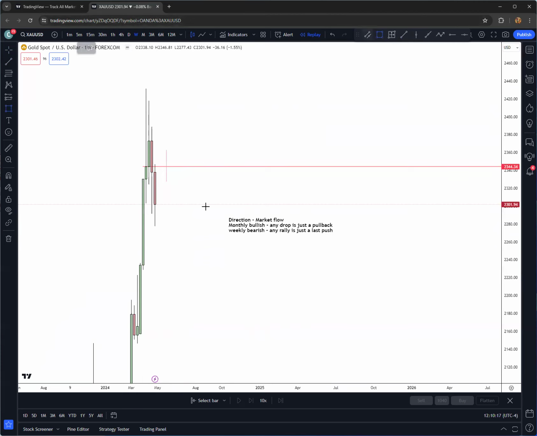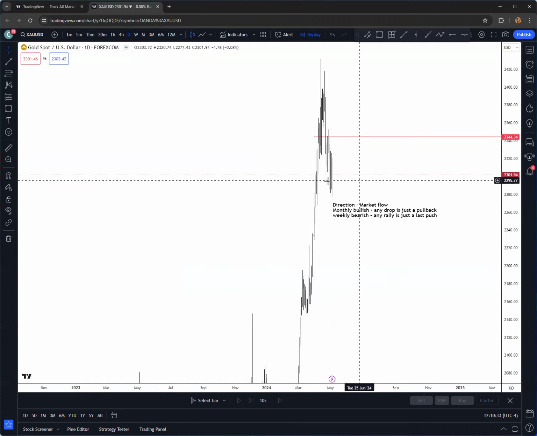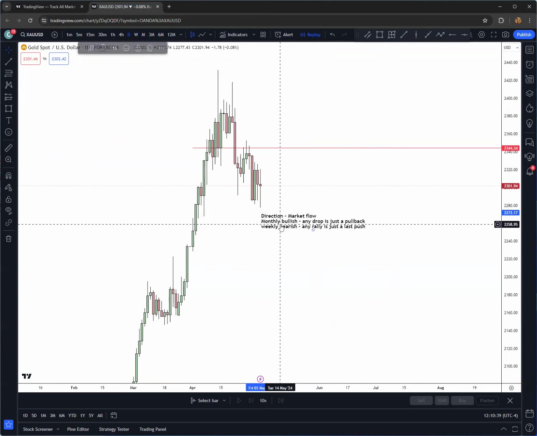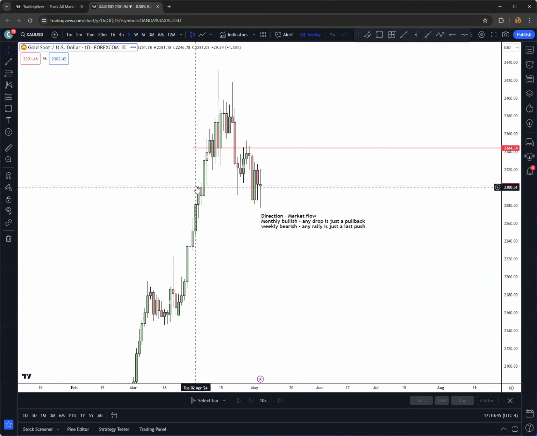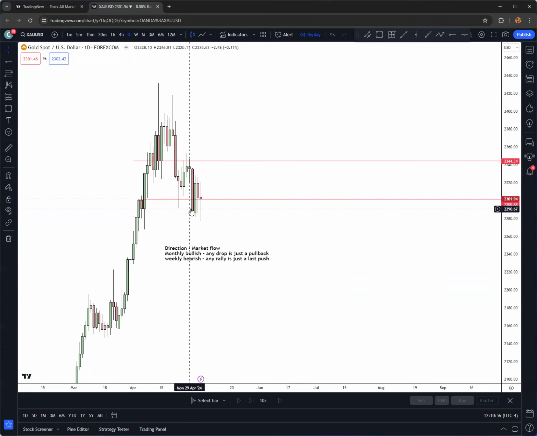But if the weekly does this and closes above, we're not bearish weekly anymore. We're bullish weekly, right? So now let's go to daily. What is daily? Daily is bearish. Wait. Let's see. We have a daily decision level over here, right? Daily decision level over here. This candle closed below this. So that makes us bearish daily.